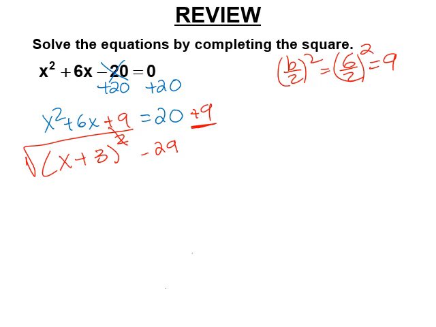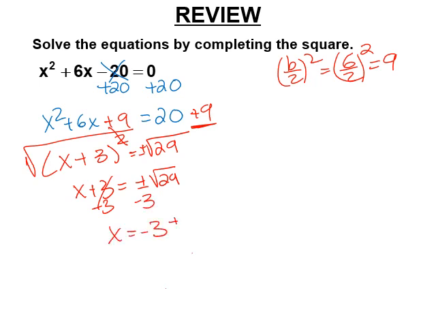It's really the positive and negative square roots of both sides. So we get x plus 3 equals positive and negative square root of 29. Subtract 3 from both sides. There are two roots here. They're just irrational. At negative 3 plus the square root of 29 and negative 3 minus the square root of 29.